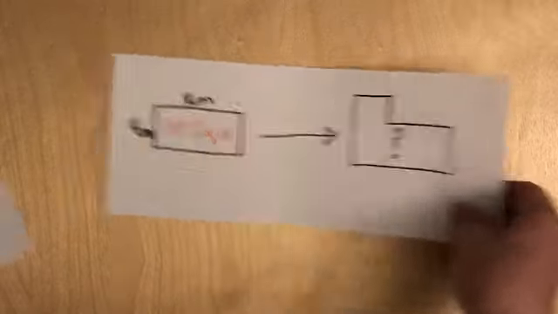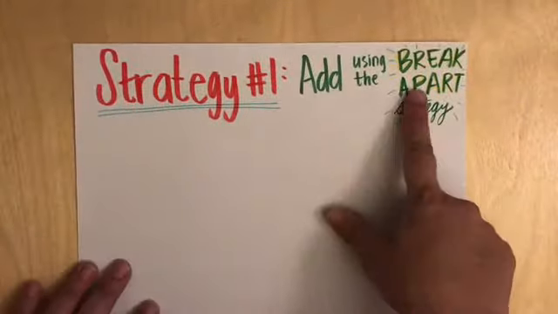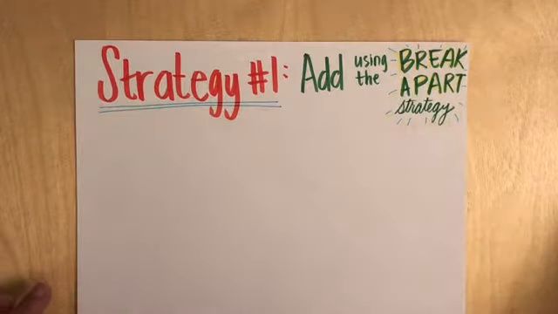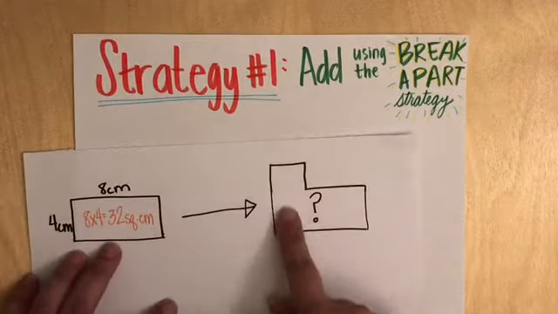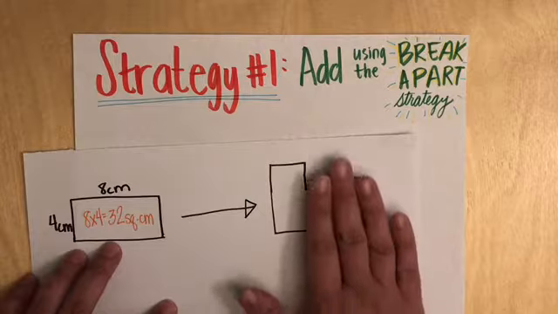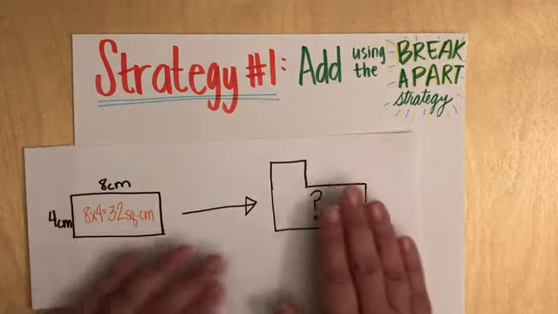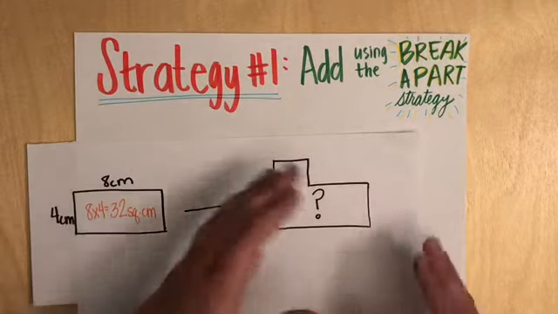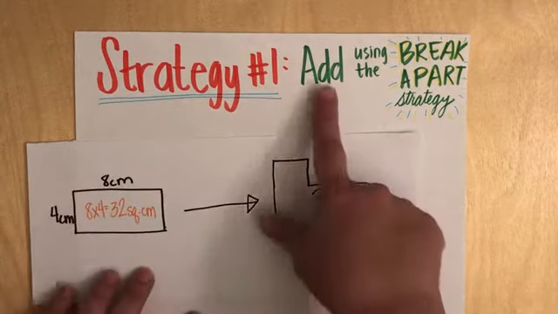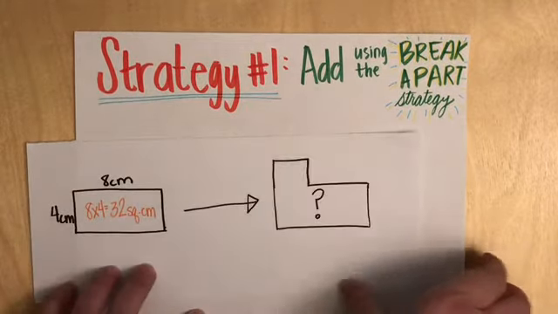So our first strategy is called the break apart strategy. When we're looking at a figure like this, we're going to be trying to find the rectangles that make up this figure, and we'll find the area in parts and then add them together. So that is the adding part.